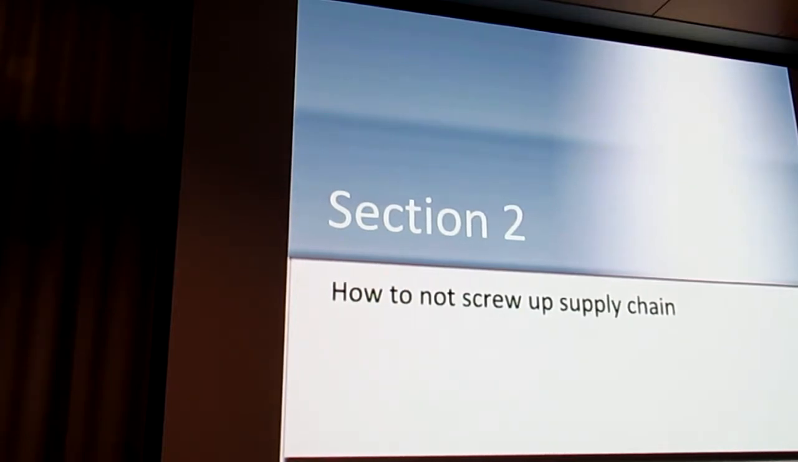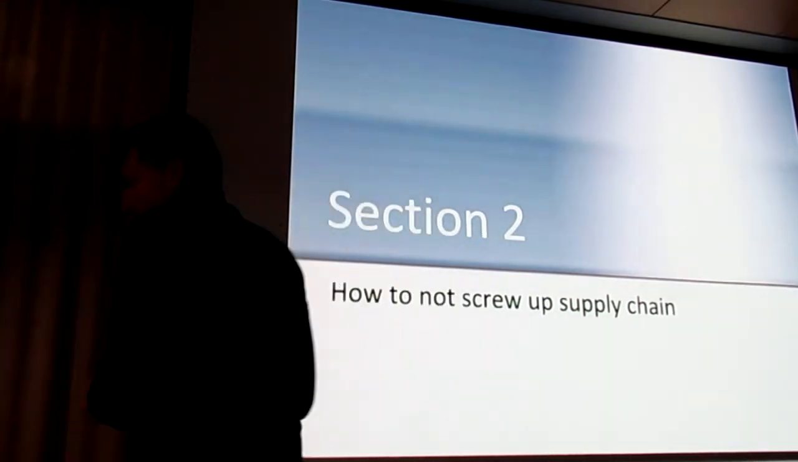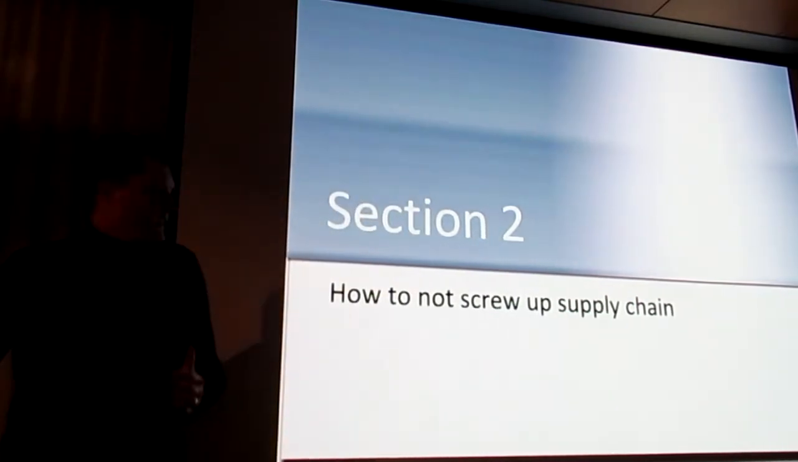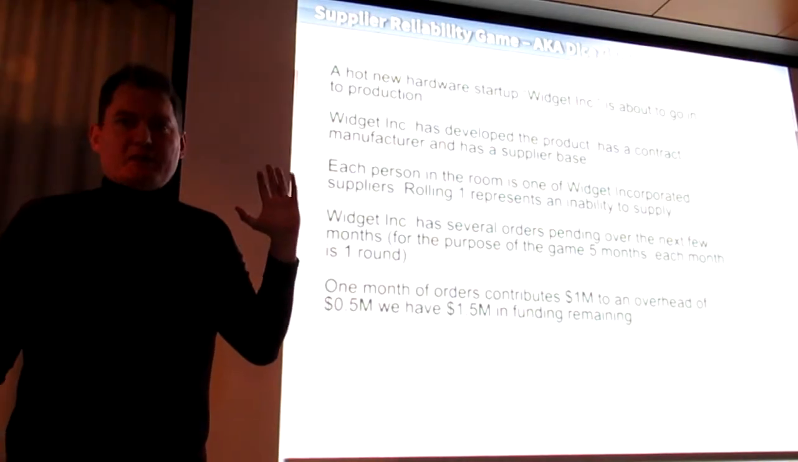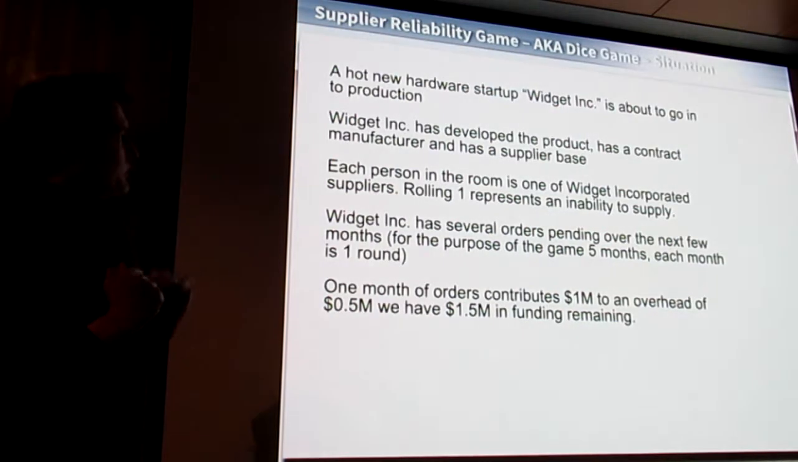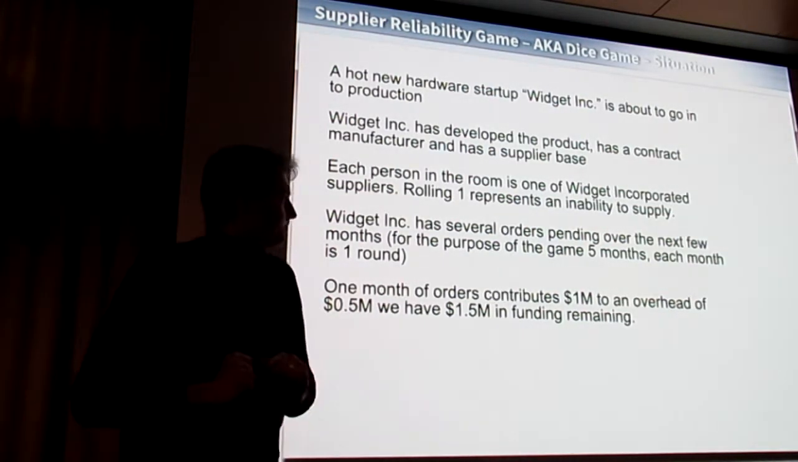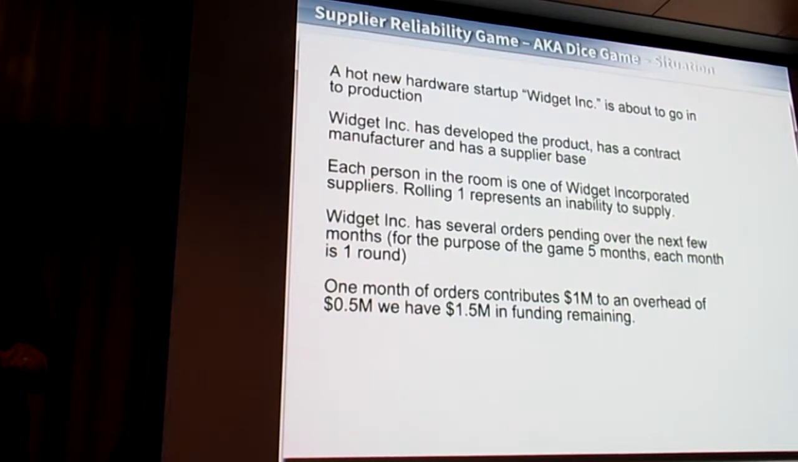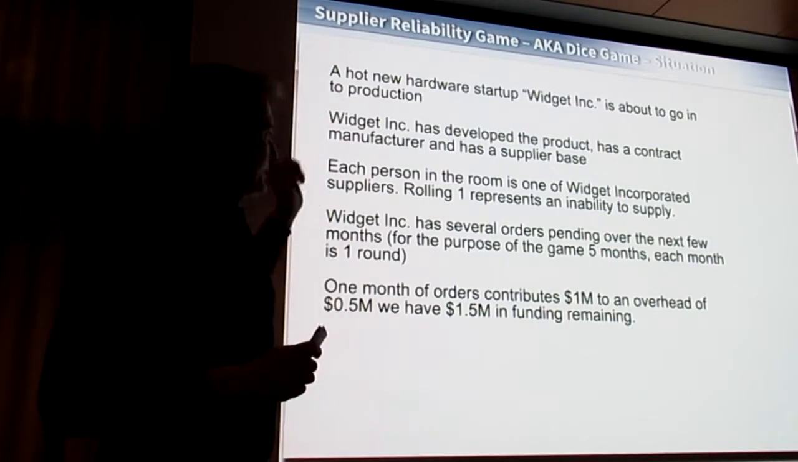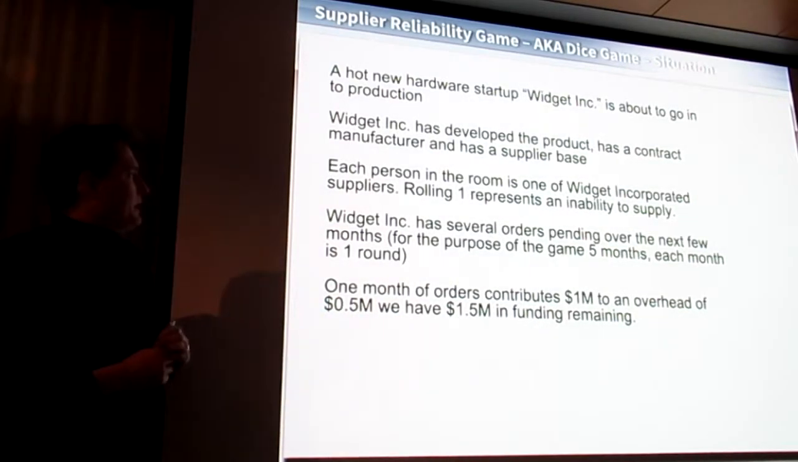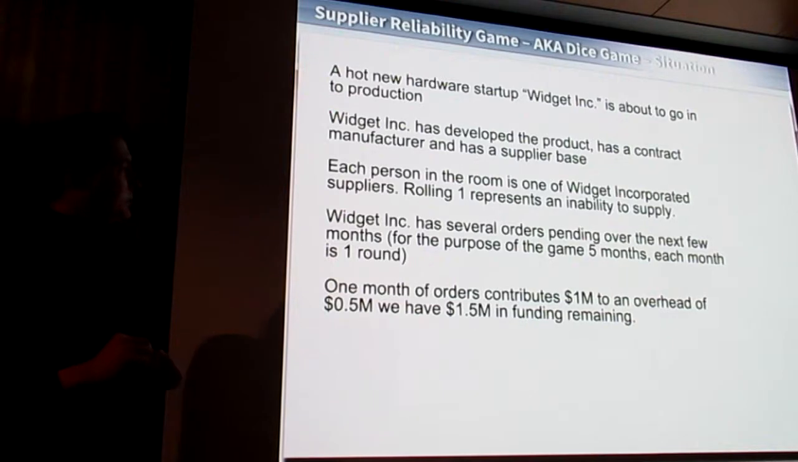The way that this game works is that you get to pretend to be a company that's trying to launch a product. This is a game that I do when I teach supply chain at Stanford. Hot new hardware startup Widget Inc. is about to go into production. Widget Inc. has developed a product, has a contract manufacturer, and has a supply base. Each person with a dice is one of Widget Inc.'s suppliers.